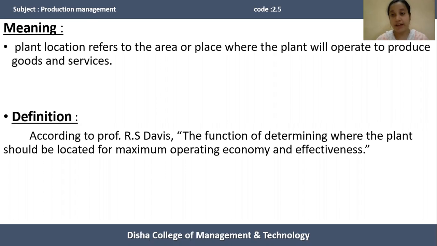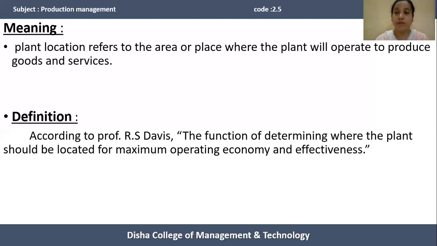What is the meaning of plant location? Plant location refers to the identification of a place or an area where the plant should be located, where the plant should operate, where actual production will take place. And an appropriate or good location helps the firm to get maximum operating efficiency, and that helps the firm to reduce the cost of production.